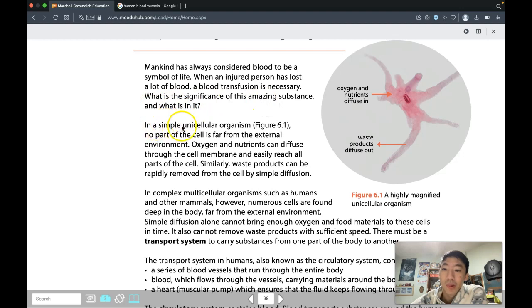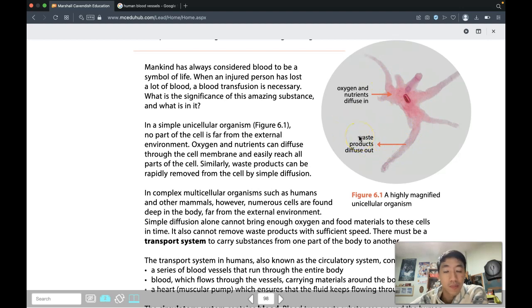In a simple unicellular organism, no part of the cell is far from the external environment. Oxygen and nutrients can diffuse through the cell membrane and easily reach all parts of the cell. Similarly, waste products can be rapidly removed from the cell by simple diffusion. Uni means one, so for a one-cell organism, it's very easy for the oxygen to enter and go to different parts of the cell, and the waste products can also move out of the cell easily.